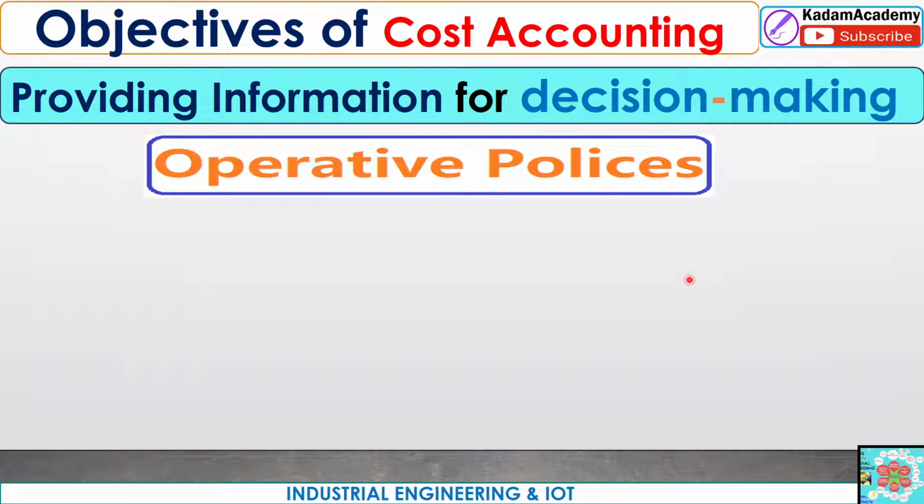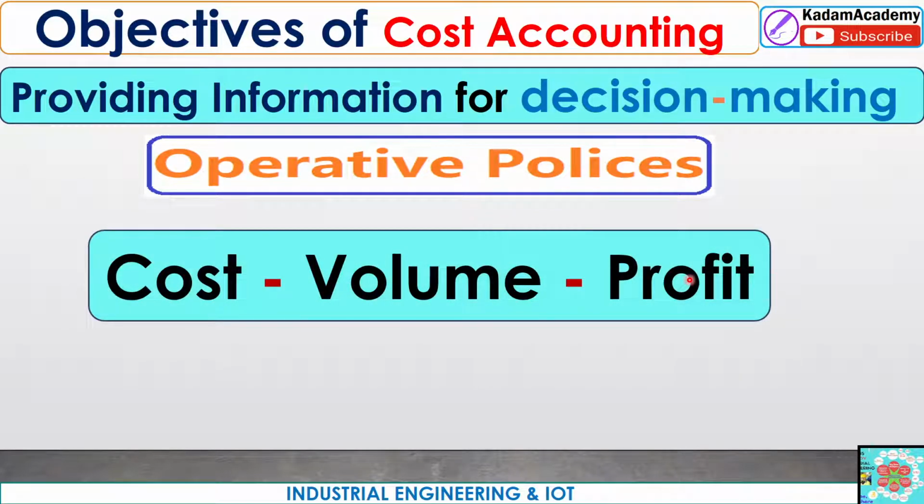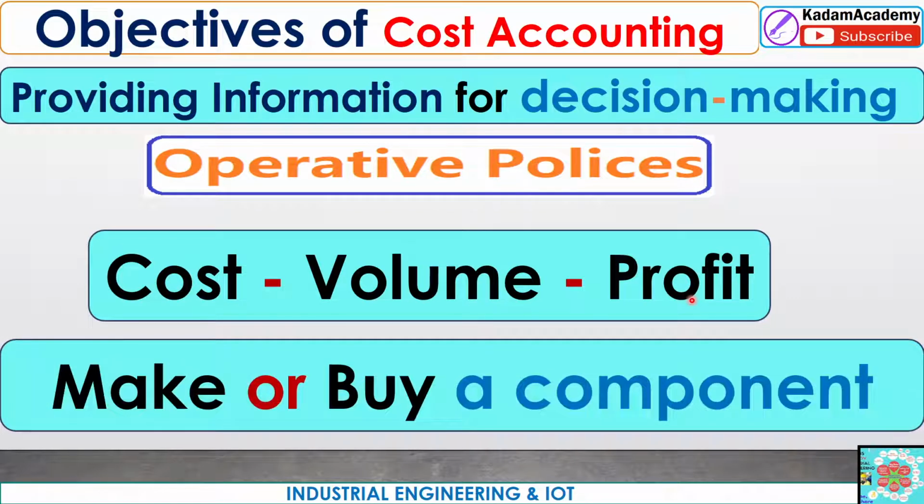These policies are related to the following matters. There may be cost, volume, and profit relationship. Yes, cost, volume, profit. What will the volume be for this? What will the cost be? And after this, what profit will we obtain from it? And we can say make or buy a component.